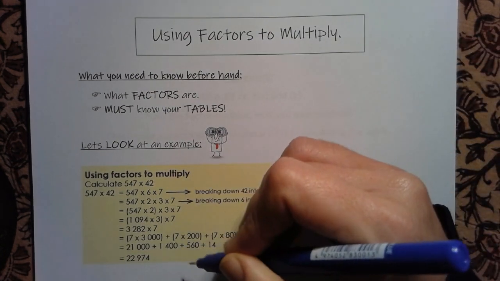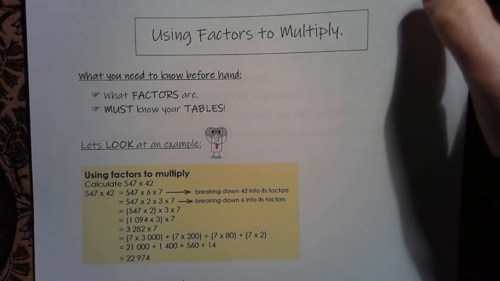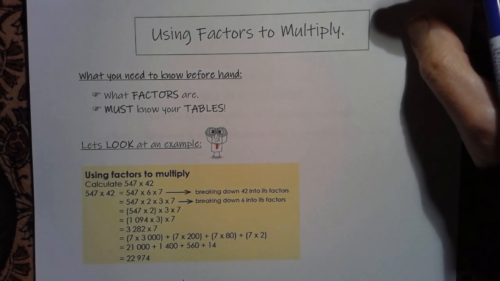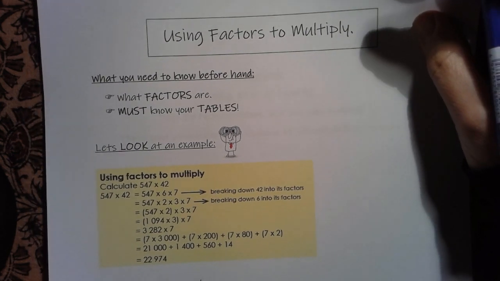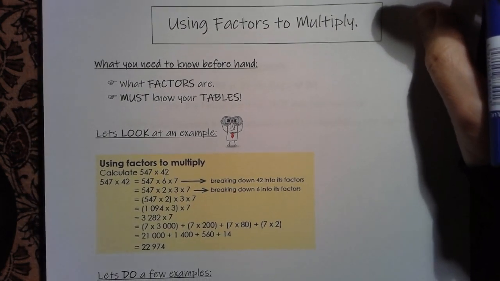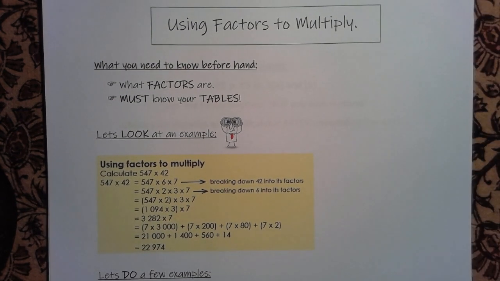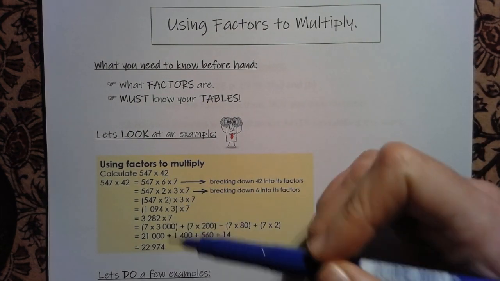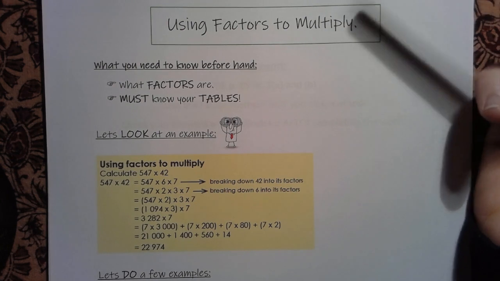Okay, so what I have here is an example from the DBE book. It's a long method, but we are going to find a shorter way of doing these sums. But what is very important is that we follow the method, which refers to using factors to multiply. Okay, I'm just going to read through this example with you, and then I'm going to do two examples to show you the method.